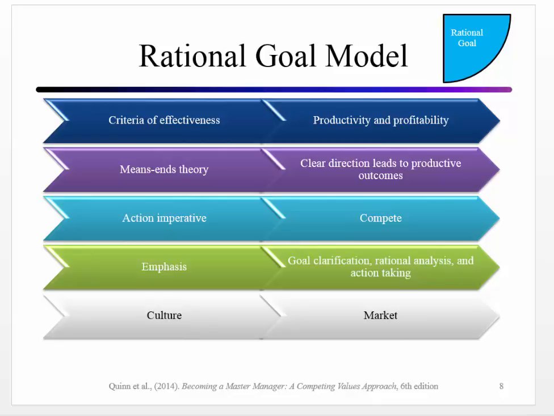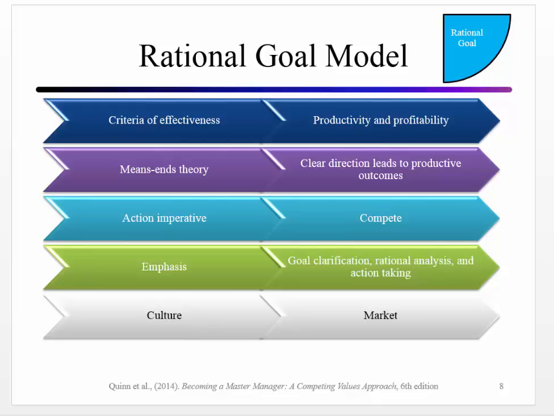In these organizations or these models, you'll see managers celebrate success. They will put an end or a full stop by celebrating the outcome and saying this was good. That's of course if it was positive. They will also provide feedback if there was a negative outcome from a set of goals that were put together. The action imperative is to compete.